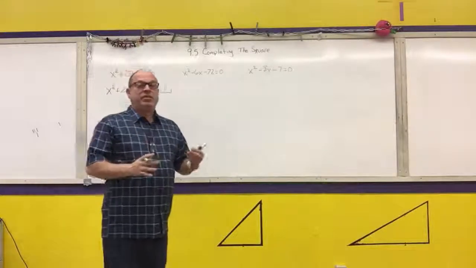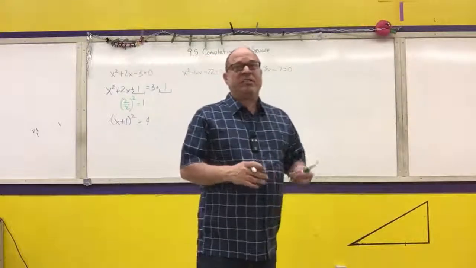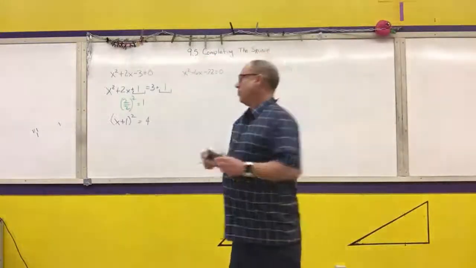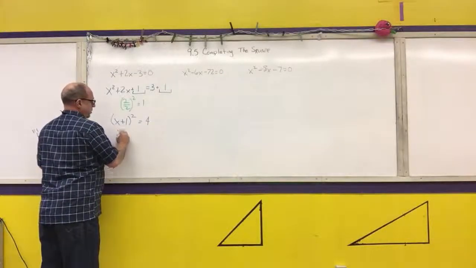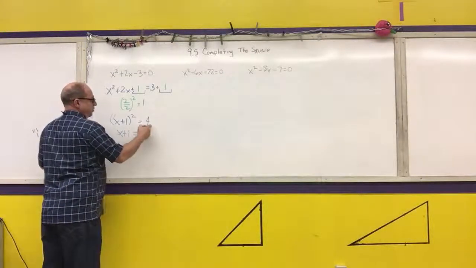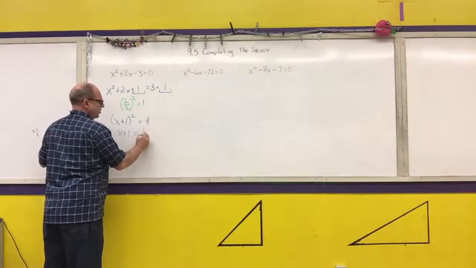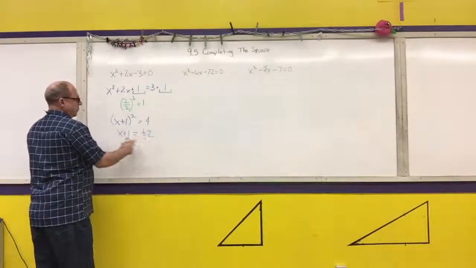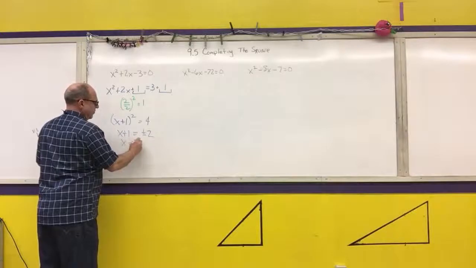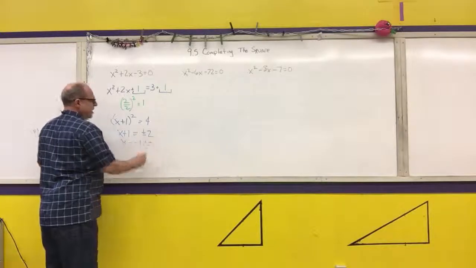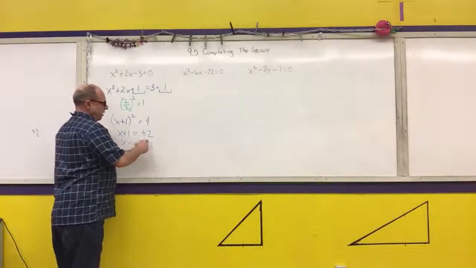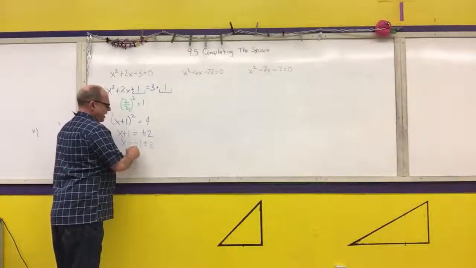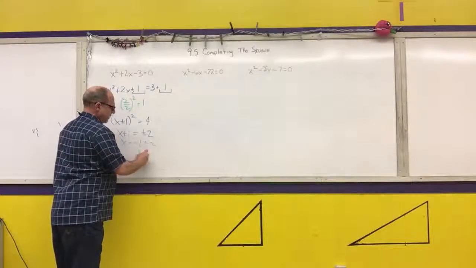And now I'm set up so I can solve by taking square roots. This is what we did in section 9.4. I'm going to take the square roots of both sides. Square roots of 4 are plus or minus 2. Subtract 1, and I get x equals negative 1 plus or minus 2. If these are both integers, I want the two integers. Negative 1 plus 2 is 1, and negative 1 minus 2 is negative 3.